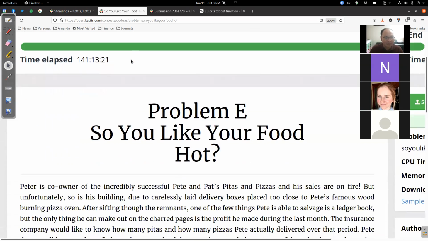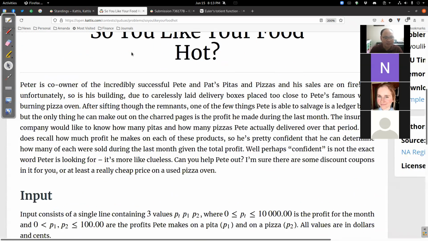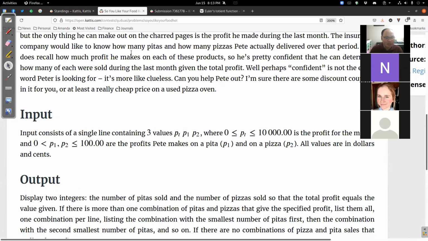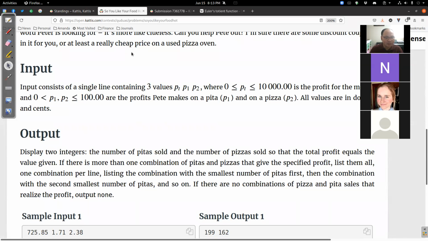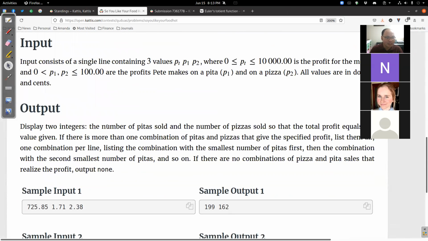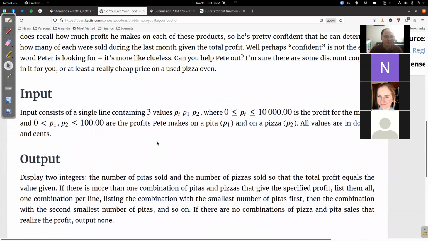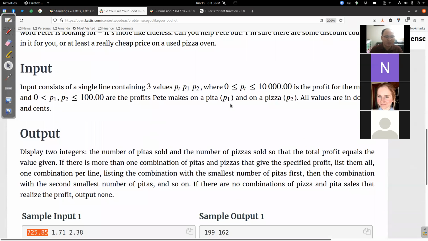Okay, last one. So you like your food hot. Okay, so the easiest thing to do is just explain what's going on, I guess. So you know that you made this much money, $725.85. The numbers that they're giving you, the total money that you made is always going to be less than or equal to $10,000, and always 2 decimal places.